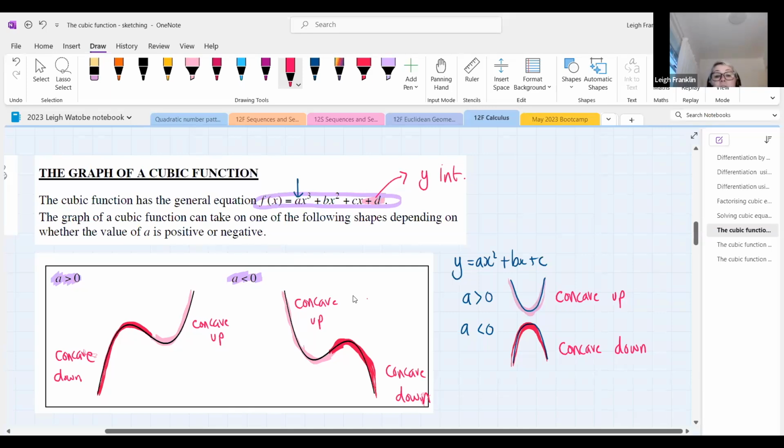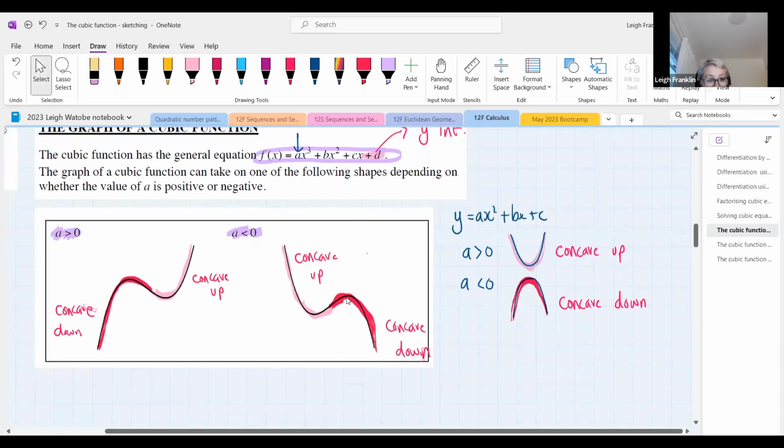So that's the first thing that we need to know. a affects the shape of our cubic function. If a is positive, the graph is concave down and then concave up. If a is negative, the graph is concave up and then concave down. The value of d is our y-intercept. If there is no d value, if there is no constant, then it means that the graph goes through the origin.